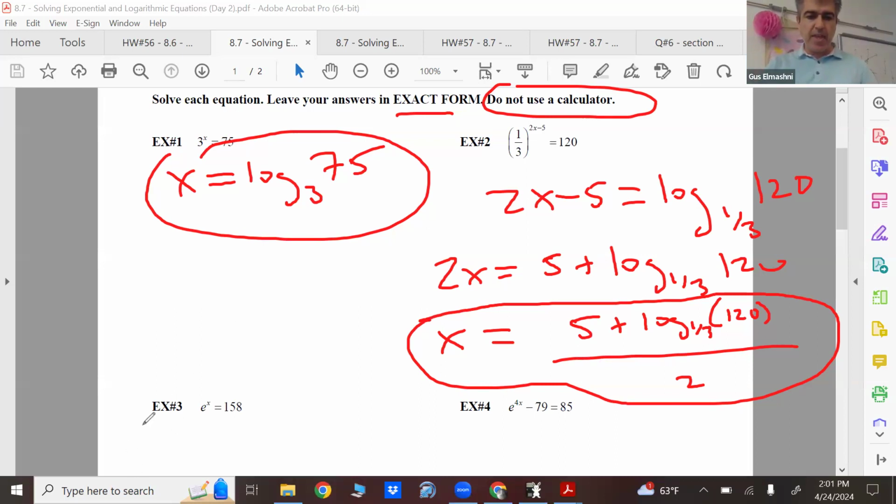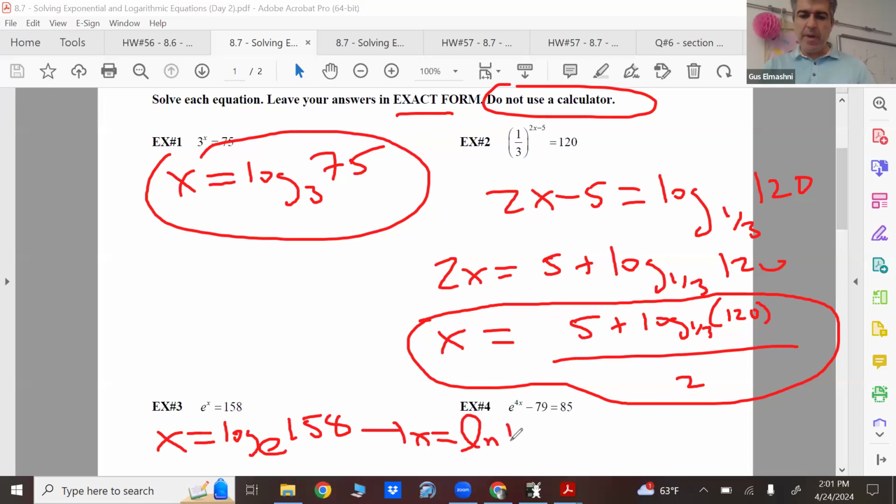This right here, I'll just kind of tuck it in. x equals log base e of 158. But what's log base e really? ln, right? If you write log base e, that's fine. I don't care, but ln is how it shows up in a calculator, just so you know. So x equals ln of 158.